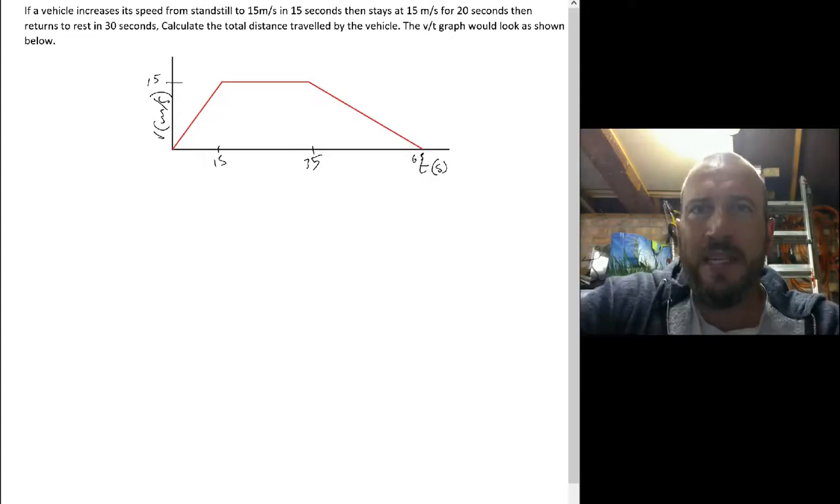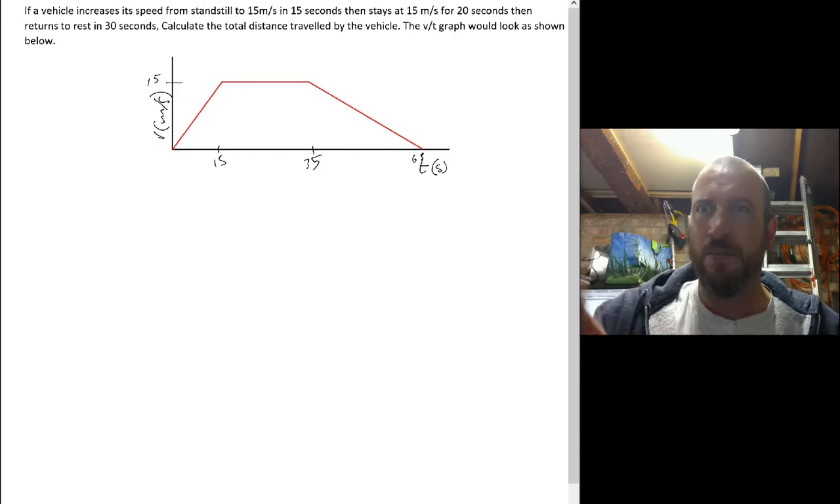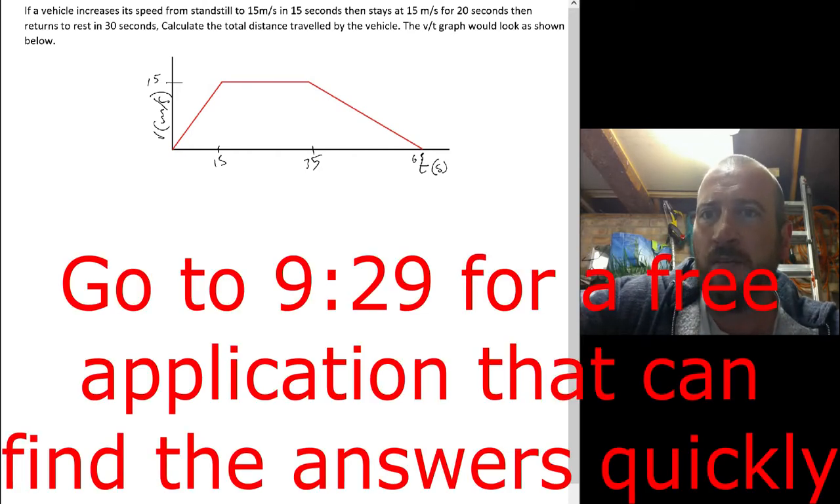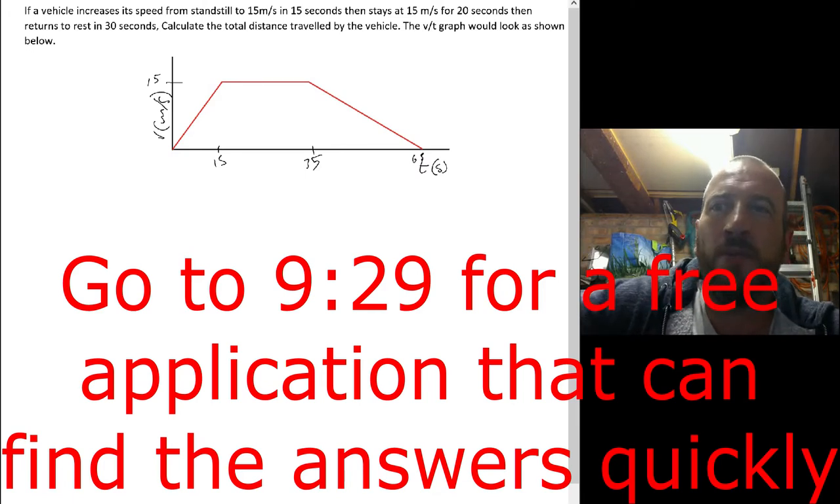Right, so I've set up a little example here. I've stuck with y equals x for the first part of the graph, where I've developed this question. Have a look. It says if a vehicle is increasing its speed from standstill to 15 meters per second in 15 seconds, then stays at 15 meters per second for 20 seconds, then returns to rest in 30 seconds. Calculate the total distance travelled by the vehicle.